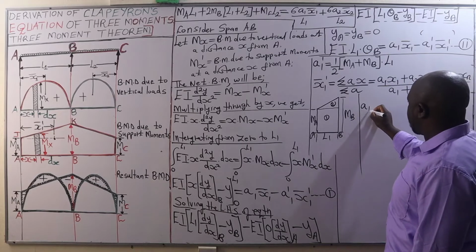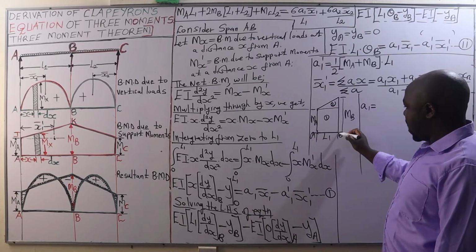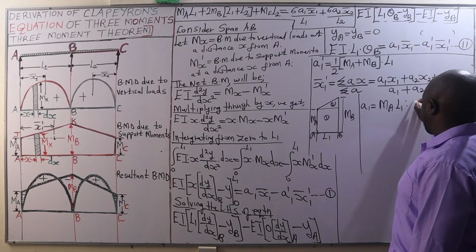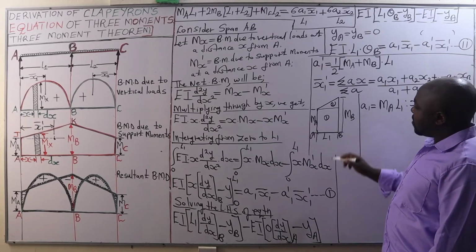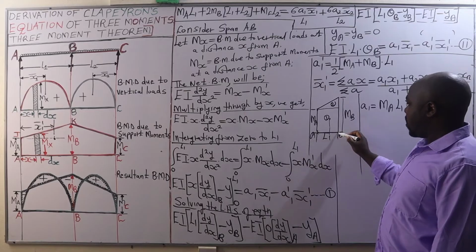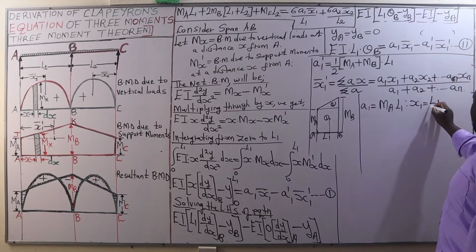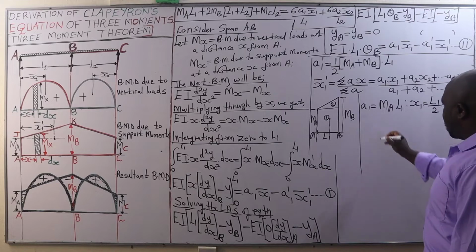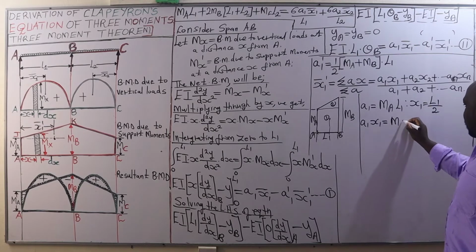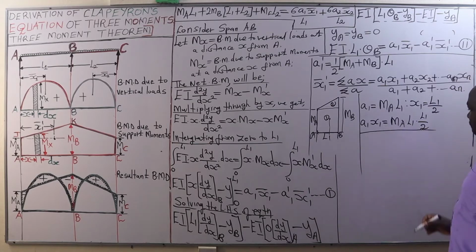Therefore A1 is the area of this rectangle, which is MA multiplied by L1. So the area of figure 1 is MA L1. Its x, the distance from the center of gravity of this rectangle all the way to the end A, is half the breadth of this rectangle, and that is L1 divided by 2. Therefore A1 x1, when we multiply these two, is MA L1 multiplied by L1 over 2. So we are done with the first diagram.